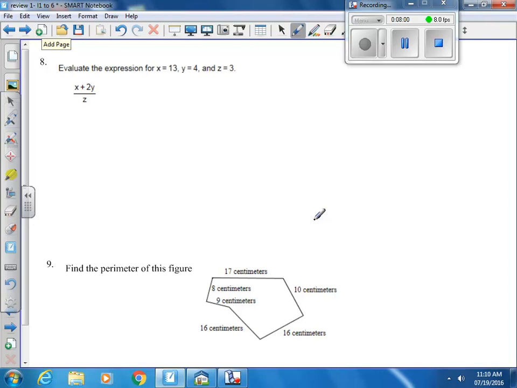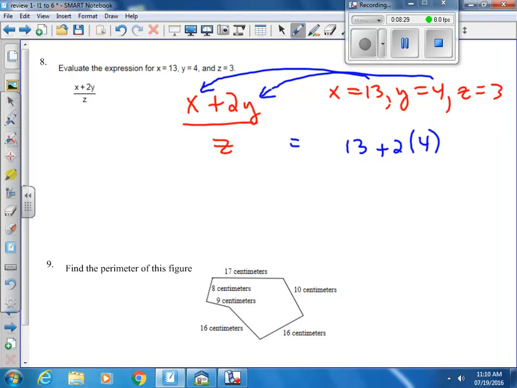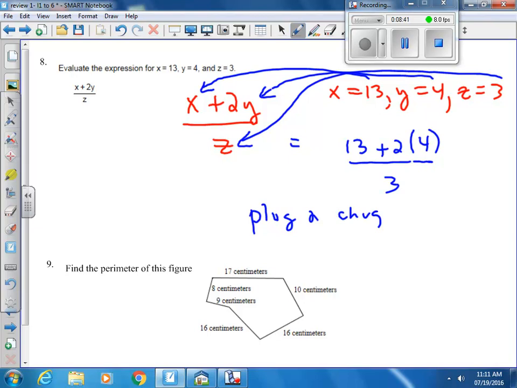Evaluate the expression. I'm going to rewrite the expression, which is x plus 2y over z. And they're telling me that x is 13, y is 4, and z is 3. Some people say that's where we plug and chug, and that's true. You're literally going to take 13 and plug it in for x and do a rewrite, and take 4 and plug it in for y. And by the way, when you plug it in, I really encourage you to put parentheses around your input. Take 3 and plug it right there. So it is a lot of plug and chug there.